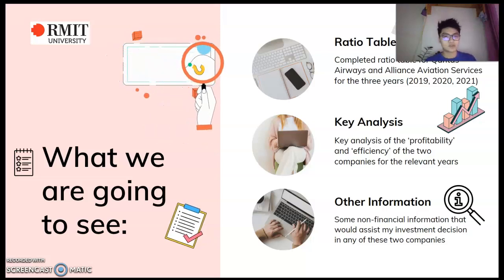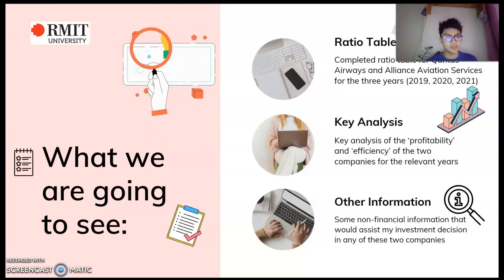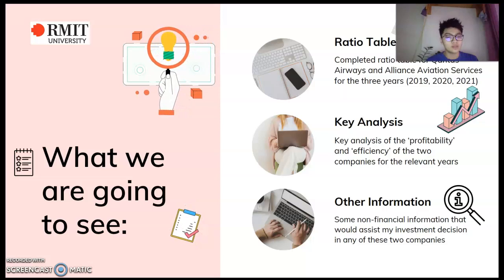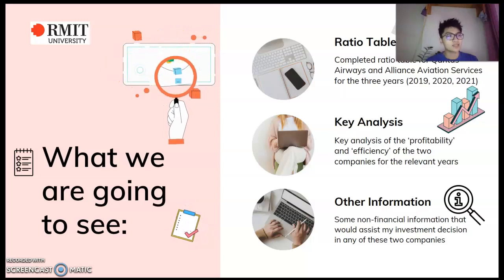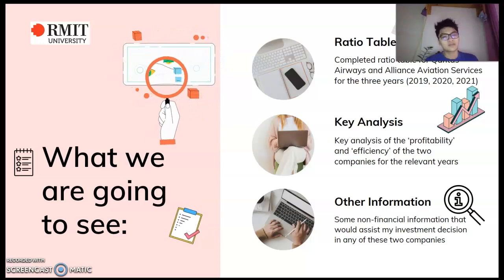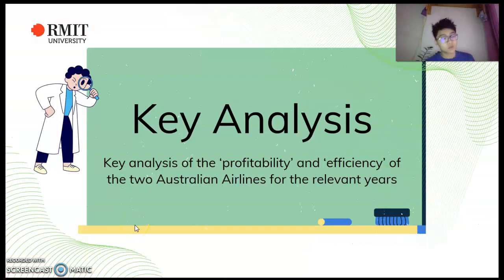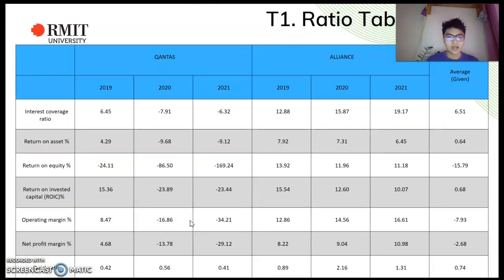In this presentation, I'm gonna talk about the ratio table I completed and give some key analysis. Finally, some other non-financial information that I think will help me in considering my investment in these two companies. First, we're gonna go to some key analysis about Qantas Airways and Alliance Airways profitability. As you can see here, all of the ratios and data are about their profitability except for the quick ratio.